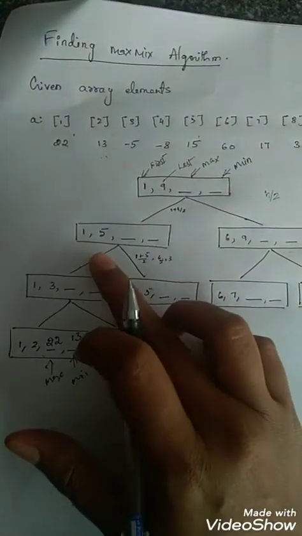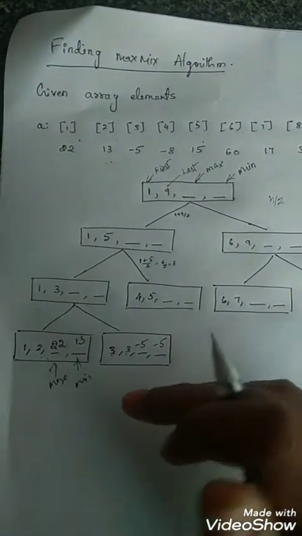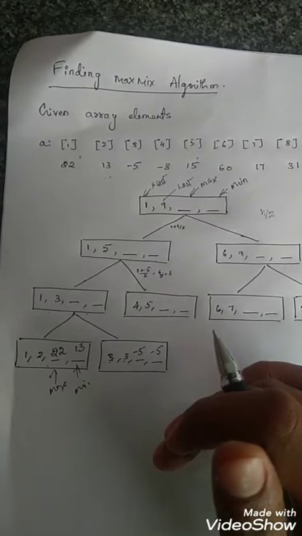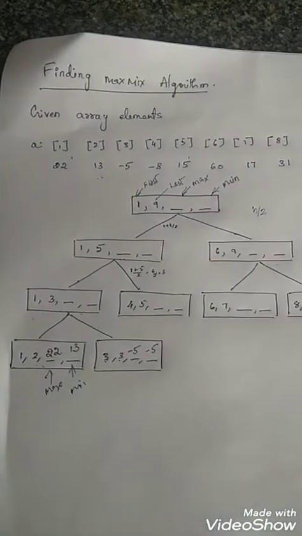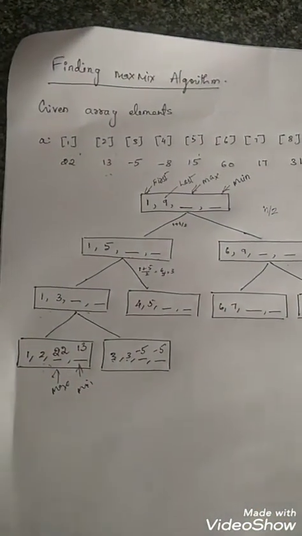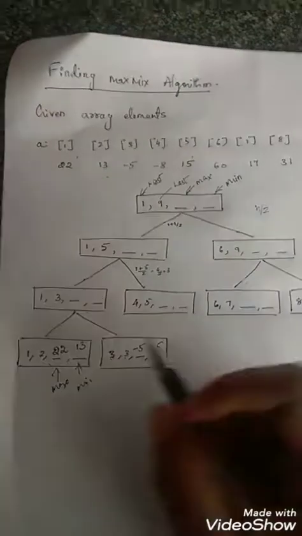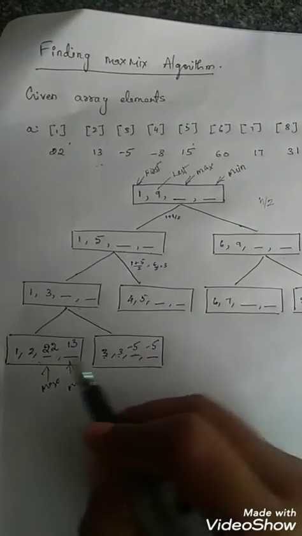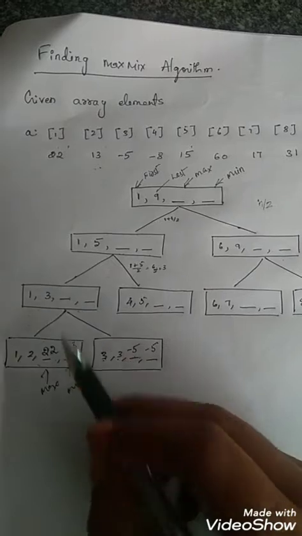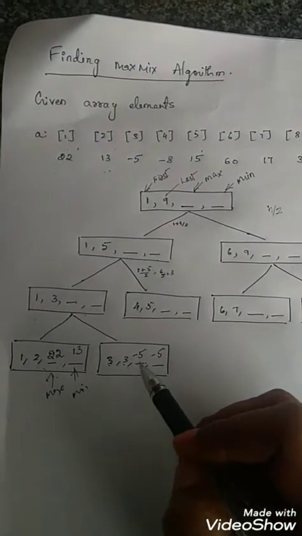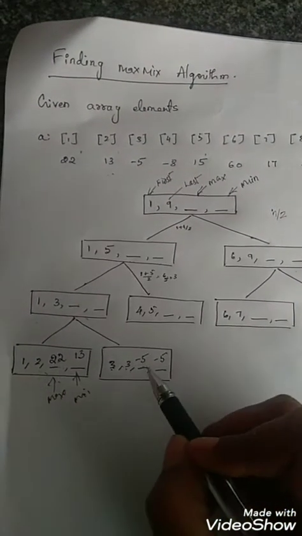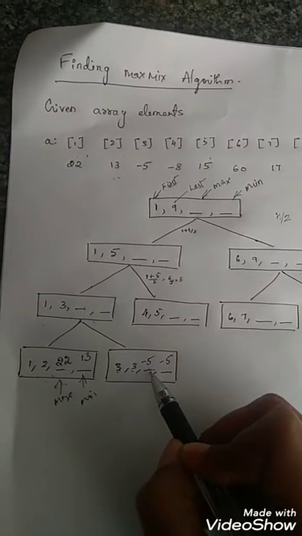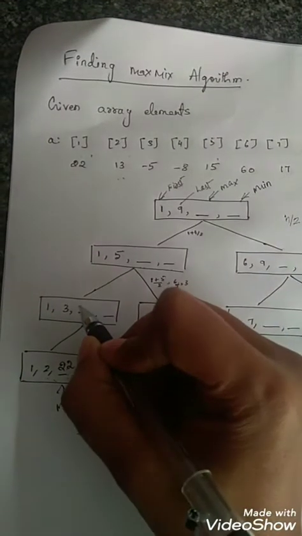Now when I come to the upper level, divide and conquer always tells that you first go top down and then you go bottom up. So you compare. Now I'll compare the max elements of these two children. The parent will get the values from the children. So 22 and minus 5, which is the maximum element? 22. So 22, I'll write it here.